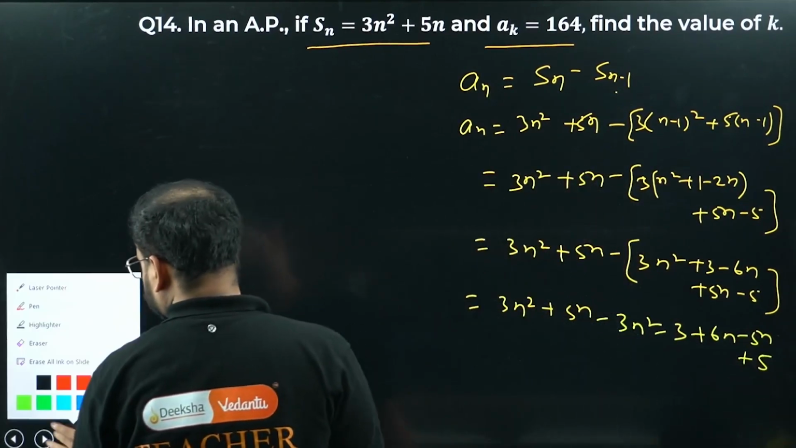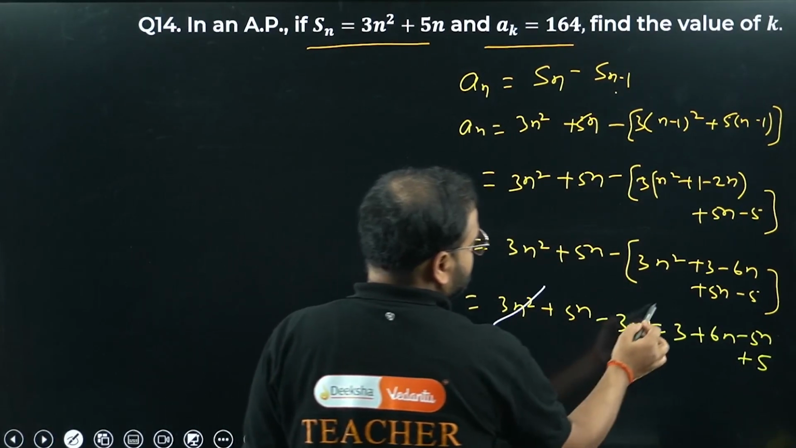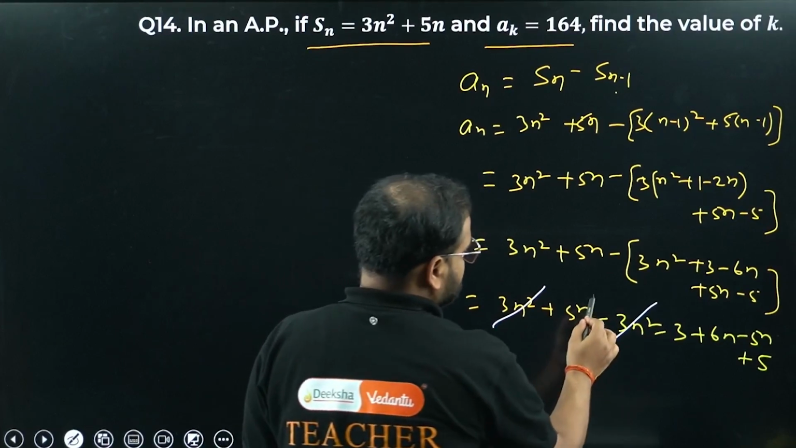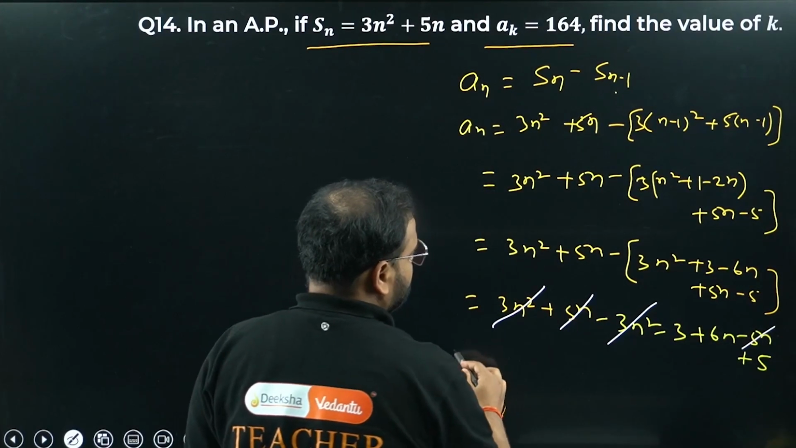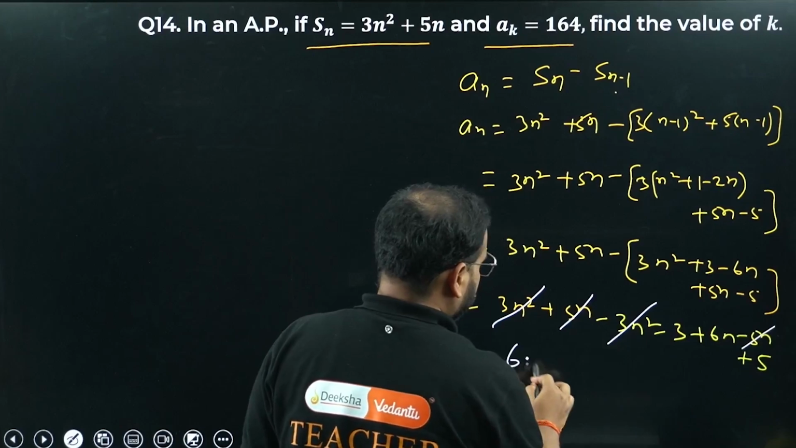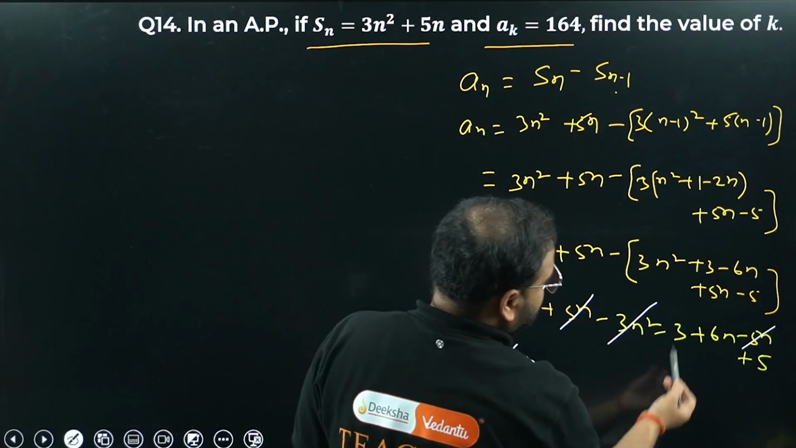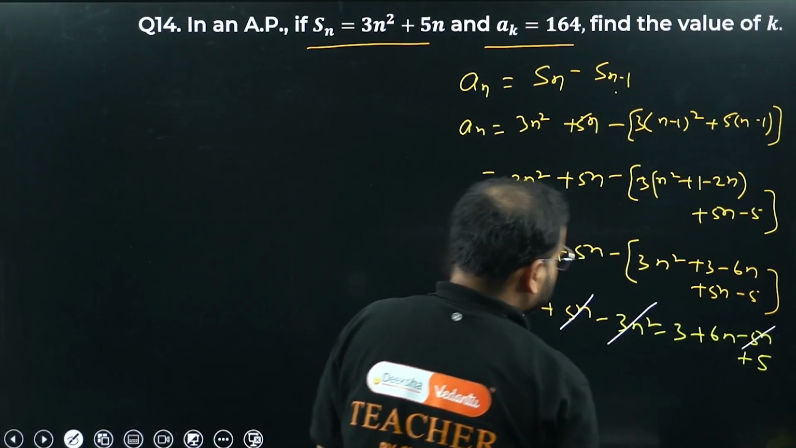Now check this out. 3n square is gone. Minus 5n plus 5n is gone. What I'm getting finally is 6n, and 5 minus 3, so plus 2. 6n plus 2 equals to what?